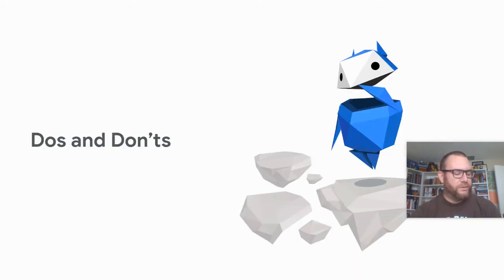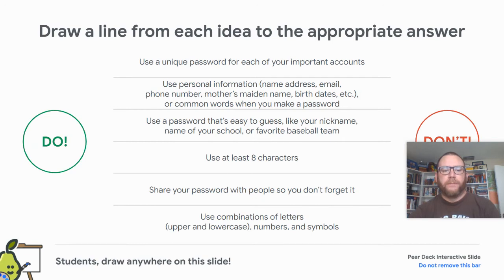Some do's and don'ts. Here's some things that you should do and some things that you shouldn't do. So which one's which? Use a unique password for each of your important accounts. That is a do, right? If you don't use the same password for every account, it's going to be more secure. So that is a do.